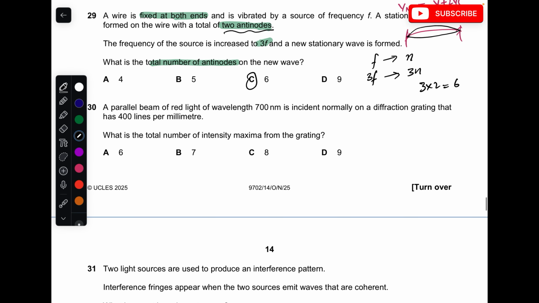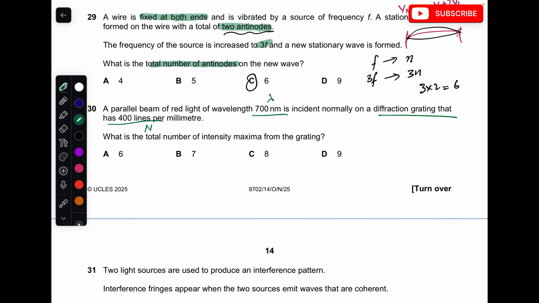It's option C. Question 30. A parallel beam of red light of wavelength lambda is incident on a diffraction grating that has n lines. What is the total number of intensity maxima from the grating? Maxima means you take theta as 90. The formula we have is n lambda equals d sine theta. When you take theta 90, sine goes to 1. So n lambda equals d. You have to find n, so n is d by lambda.